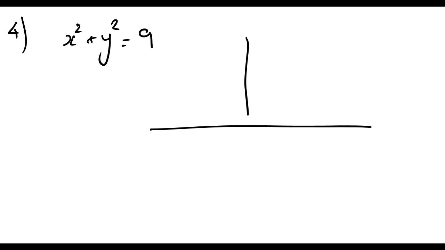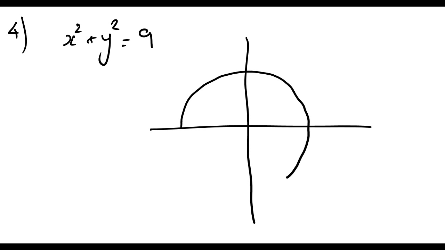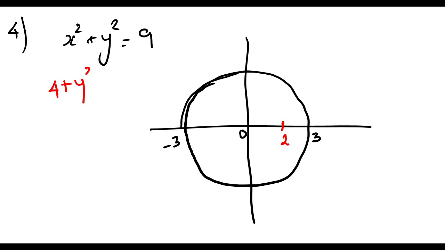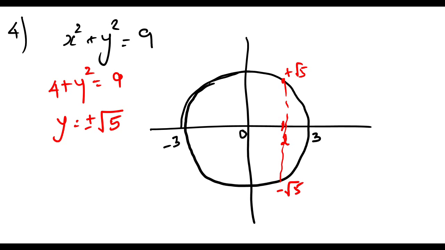And the fourth relation is x square plus y square is equal to, say for example, 9. So this is an equation of a circle, a circle of radius 3. So this is 0, this would be 3, this would be -3. So in this case, say if I'm taking a 2 here, if you substitute 2 for x, I'll get 4 plus y square is equal to 9. Therefore y is equal to plus or minus square root of 5, right? Which means I'll get plus square root of 5, if I go across this, and minus square root of 5.